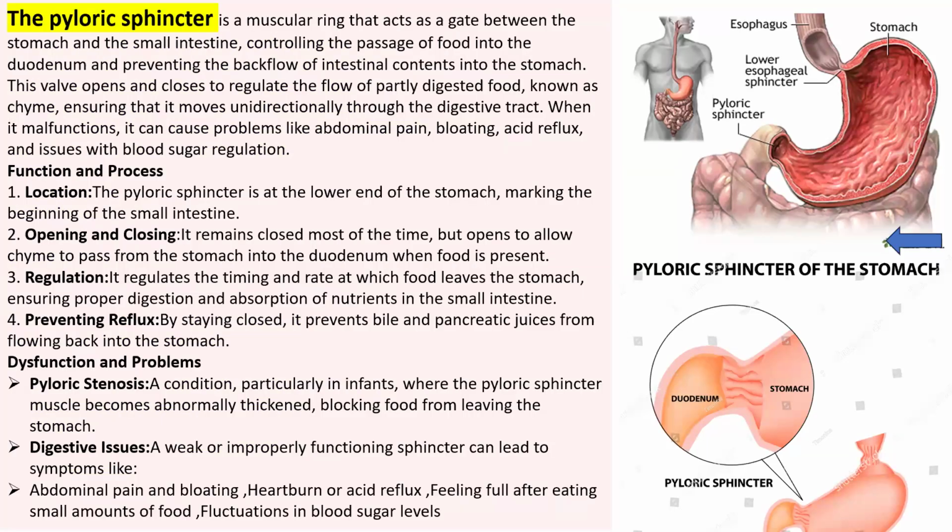The pyloric sphincter, as we learned, is present at the base of the stomach. It is a muscular ring which acts as a gate between the stomach and the small intestine, controlling the passage of chyme into the duodenum.